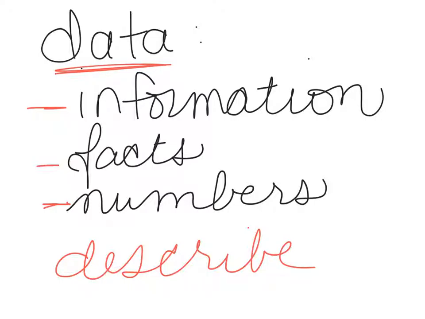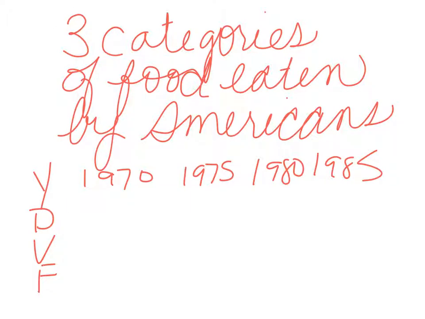They're collecting data for the presidential campaigns. Every day I see a different poll, so you can collect all sorts of data and use it for different reasons. So we could count 3 categories of food eaten by Americans, and we have the year here: 1970, 1975, 1980, 1985. The example could go all the way up to year 2000.